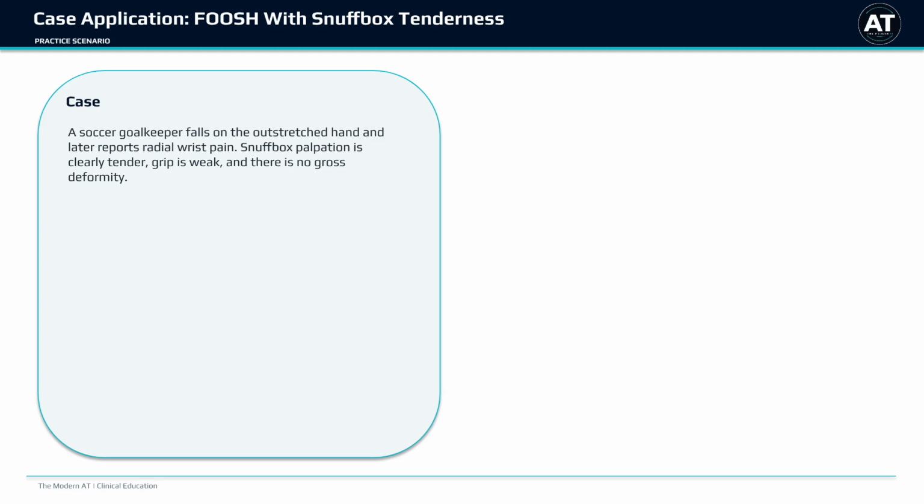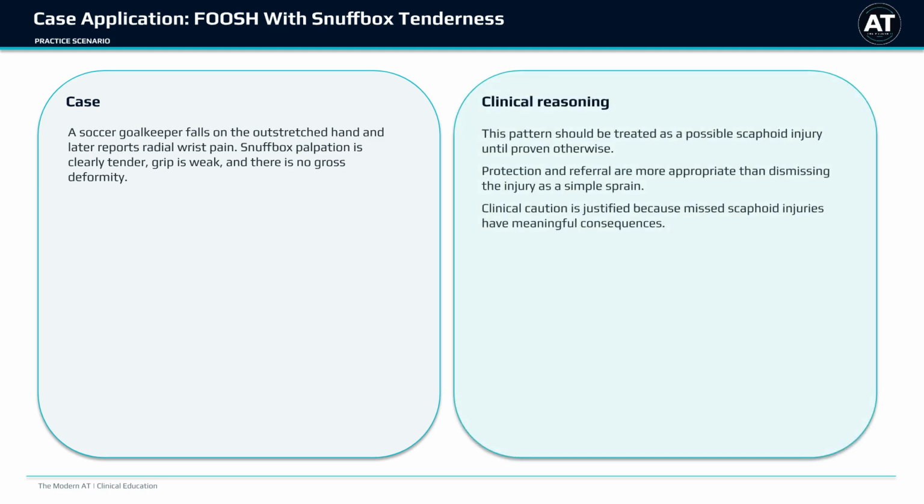The next step is to protect the wrist, restrict activity, and refer for appropriate imaging or medical evaluation. The athlete should not return simply because wrist motion is possible or swelling is mild. Document the mechanism, snuff box tenderness, grip limitation, neurovascular status, and referral recommendation.